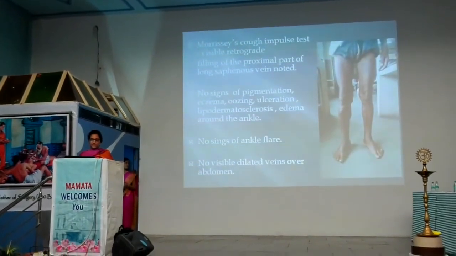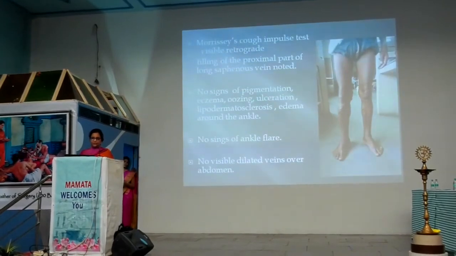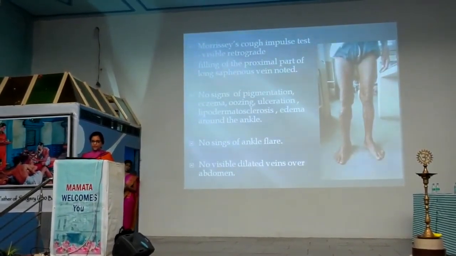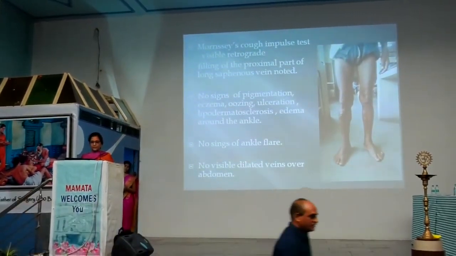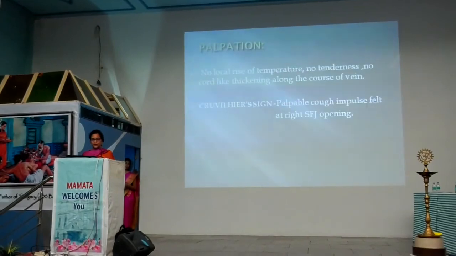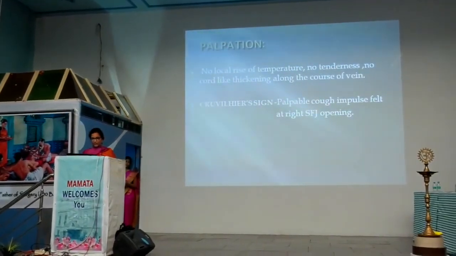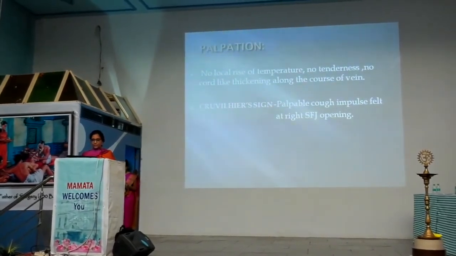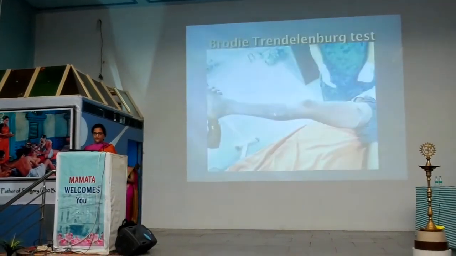Morris's cough impulse test is positive, that is, visible retrograde filling of the proximal part of the long saphenous vein is noted. No signs of pigmentation, eczema, ulceration, lipodermatosclerosis around the ankle, no signs of ankle flare and no visible dilated veins of the abdomen. Coming to palpation: no local rise of temperature, no tenderness, no cord-like thickening along the course of the vein. Cruveilhier's sign is positive, that is, positive cough impulse noted at the SFJ. Next, coming to the tests for varicose veins.